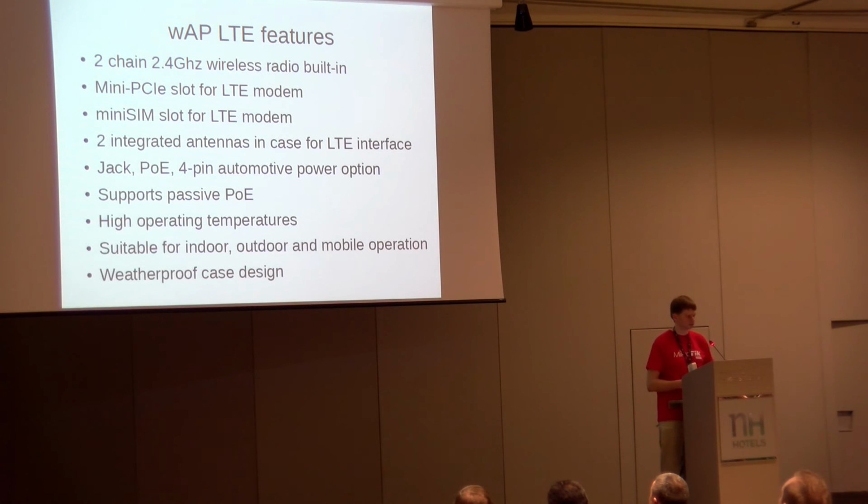So what are the features? It has two chains for 2.4 gigahertz. So you can put it in the office or in the car or in the bus. You get a connection from the smartphone, then it goes to LTE and shares that to other Wi-Fi clients. It has a mini PCI slot for an LTE modem, so you can replace that modem and put in another modem. It has a mini SIM slot for the LTE modem, so it's like a regular SIM slot. And it has two integrated antennas inside the case.